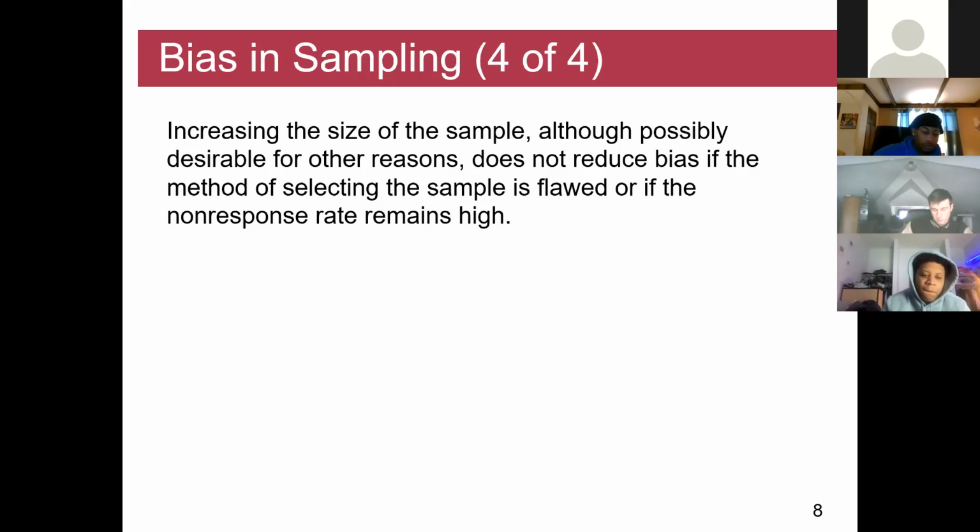So even if we randomly select properly and we increase the size of the sample, if we don't reduce these biases in some way, or if the non-response rate remains high, these biases will still exist. Increasing the size of the sample does not get rid of these biases because they're systematic.